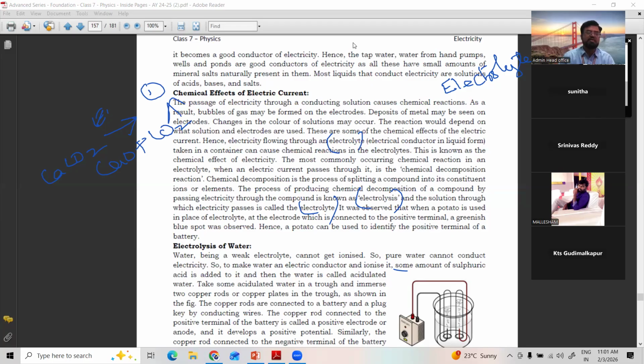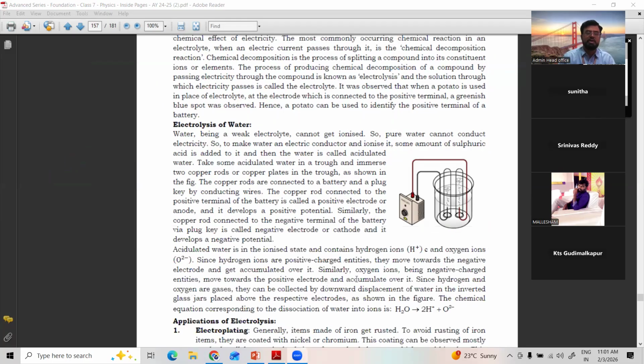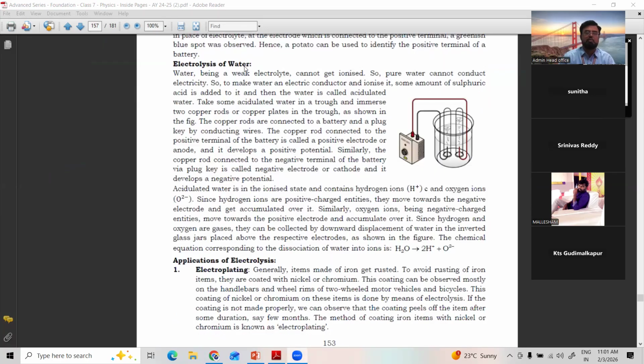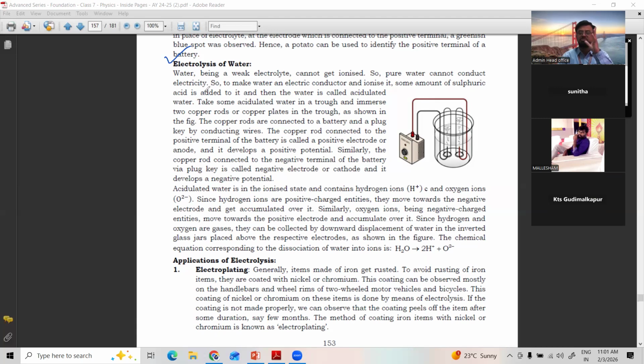Now, how this effect takes place, we'll see through one example, that is electrolysis, one application, and many more are there. So electrolysis of water comes under the chemical effect of electricity. When you pass current through water, ordinary water is an insulator. It does not conduct electricity. So what we'll do, we'll add a pinch of salt. When salt is dissolved in the water and electricity passes, what happens here? So water is split into hydrogen gas and oxygen. Right?